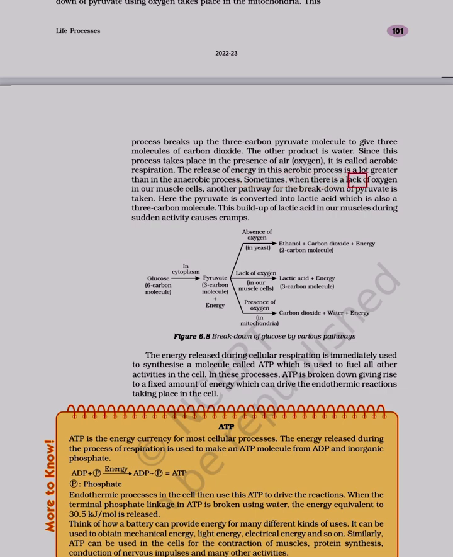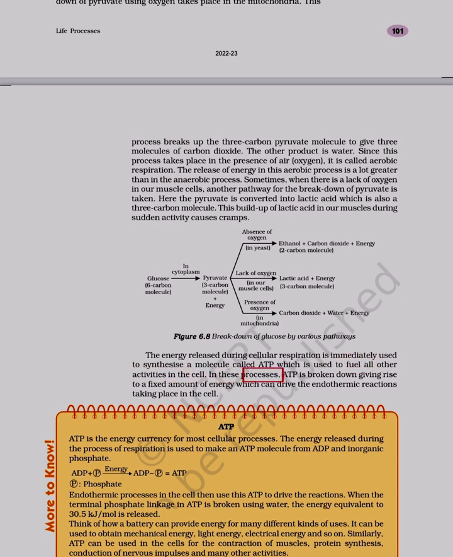Sometimes, when there is a lack of oxygen in our muscle cells, another pathway for the breakdown of pyruvate is taken. Here the pyruvate is converted into lactic acid, which is also a 3-carbon molecule. This build-up of lactic acid in our muscles during sudden activity causes cramps. Figure 6.8. Breakdown of glucose by various pathways. The energy released during cellular respiration is immediately used to synthesize a molecule called ATP, which is used to fuel all other activities in the cell.